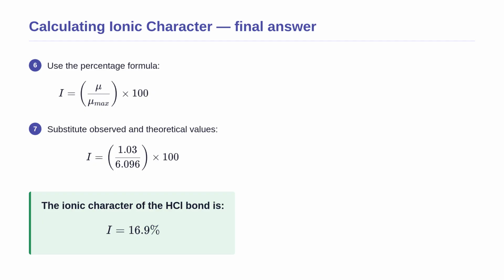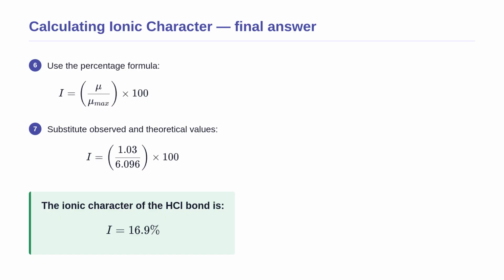We apply our percentage formula by taking the experimentally observed dipole moment of 1.03 D and dividing it by our calculated theoretical maximum of 6.096 D. The D units cancel out perfectly, leaving us with a dimensionless decimal ratio. We then multiply this decimal by 100 to convert it into a readable percentage. The resulting value is 16.9%.